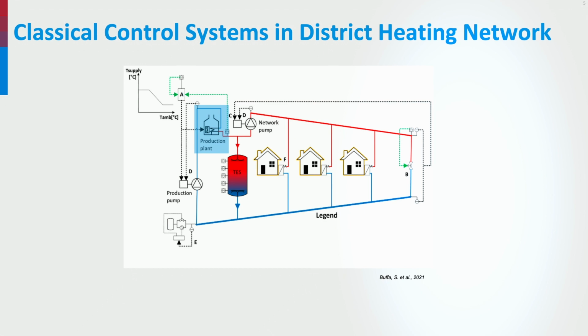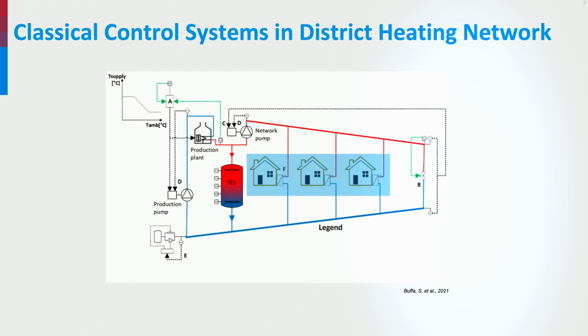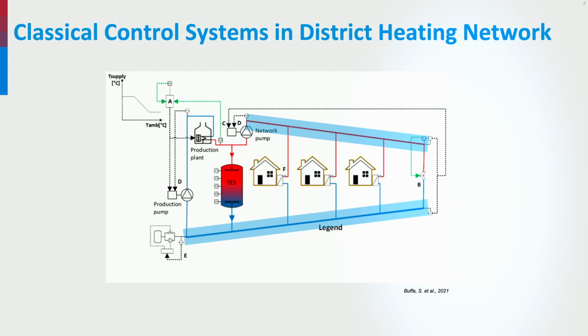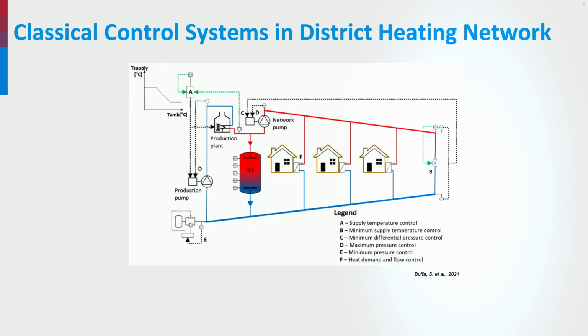First of all, let's talk about the classical control systems. To begin, consider a district heating grid with a generation plant, a thermal energy storage tank, three houses, a supply pipeline, and a return pipeline. Typically, there are 6 control systems in this network: 2 temperature control systems, 3 pressure control systems, and a demand control system at each house.